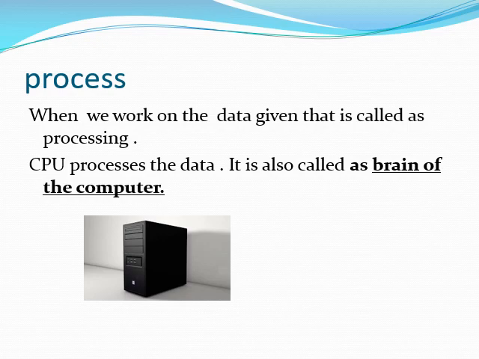Process. Whenever any information is given to us, we process the information in our brain. Same way, if any data or instruction is given to the computer, it will also be processed in the brain of the computer. We all know that the CPU is called the brain of the computer. So any data or instruction that is given to the computer will be processed in the CPU.